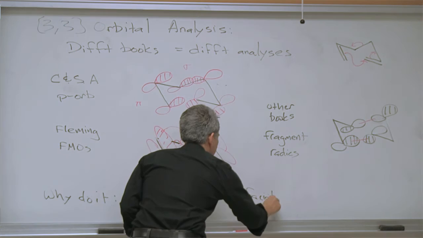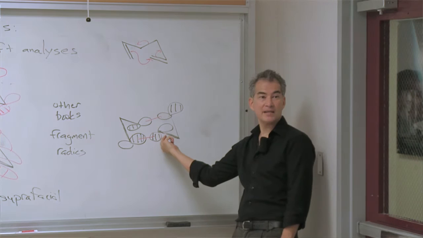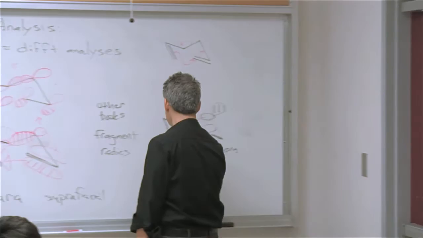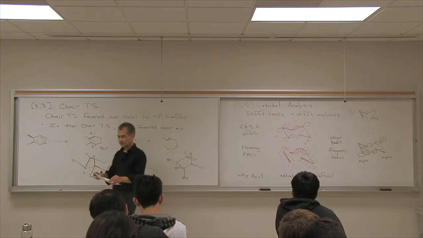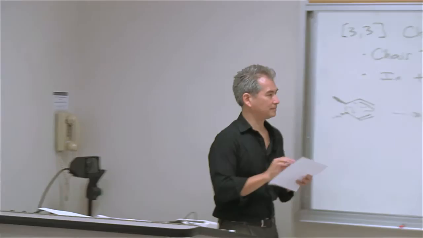So here, both of the bonds are coming from the bottom face of this allyl fragment. That's suprafacial. And on this other fragment, both of the bonds are coming from the top face of that one. That's still suprafacial. So this would be a suprafacial process. And that's not always the case. In a minute, I'm going to show you some cases where you'd have to dream up some pretty weird transition states in order to access antarafacial geometries.